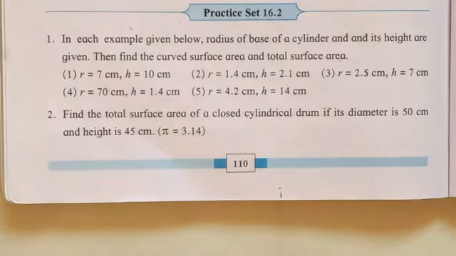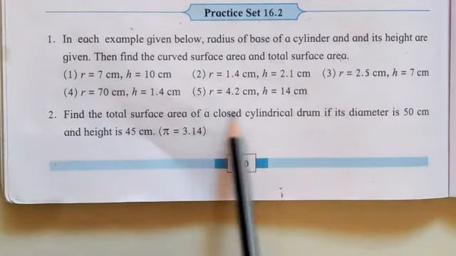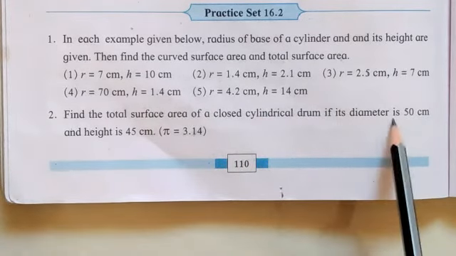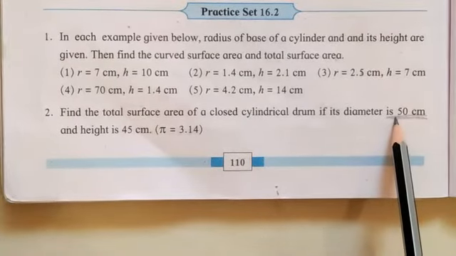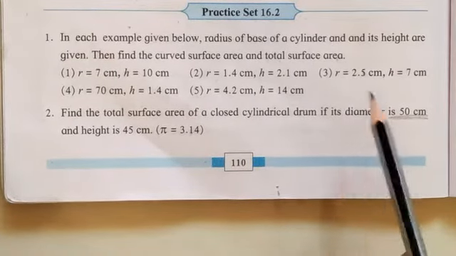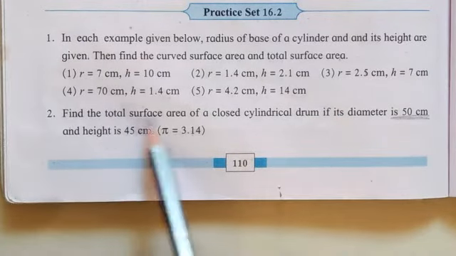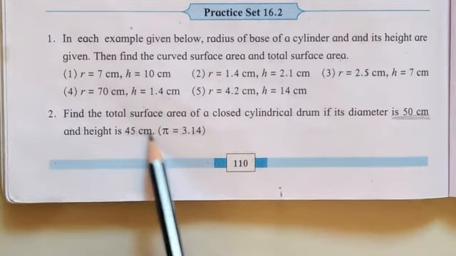Now students, without wasting our time, let's go to question number 2. Find the total surface area of a closed cylindrical drum, if its diameter is 50 centimeter. Here they have given us the diameter, and from the diameter we have to find the radius, and then only we can calculate the total surface area. And its height is 45 centimeter.